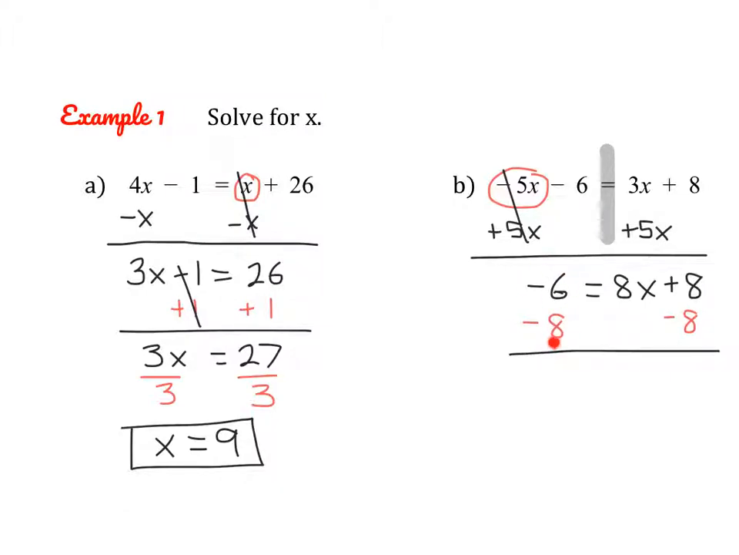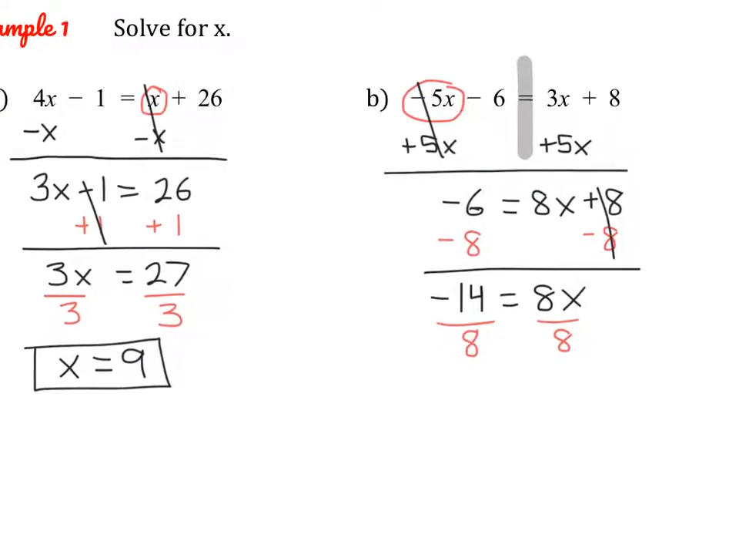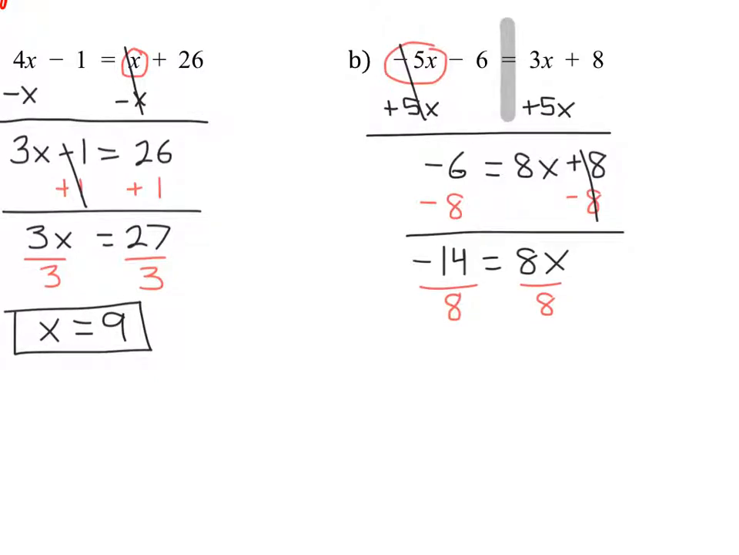Here I look at this and I say, well, I'm starting negative and I'm getting more negative. My answer is definitely negative. But since they are the same type of number, they're both negatives, I'm going to add up the values. 8 plus 6 is 14. So I'm left with negative 14 equals 8 times x, because 8 minus 8 is 0. The inverse of multiplication is division, so I'm going to divide both sides by 8. And then you can see here, well, 8 doesn't go in evenly to 14.